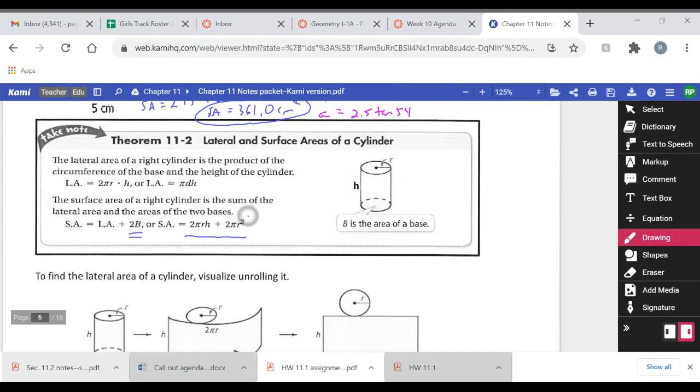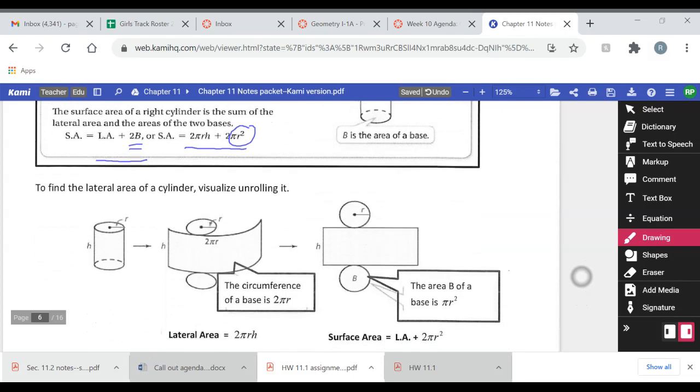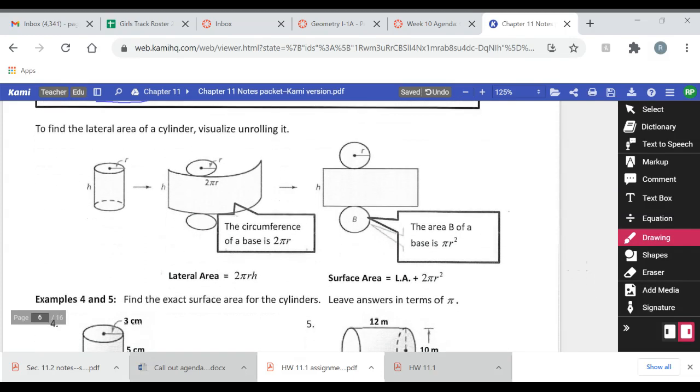So that's what got plugged in here, the pi r squared, and then you're doubling it to account for both bases. Okay, so that's a little more helpful when the formula is written that way. But if you start with the generic formula here, you'd still get the same thing. Okay, this just shows you a little picture of where this is coming from.